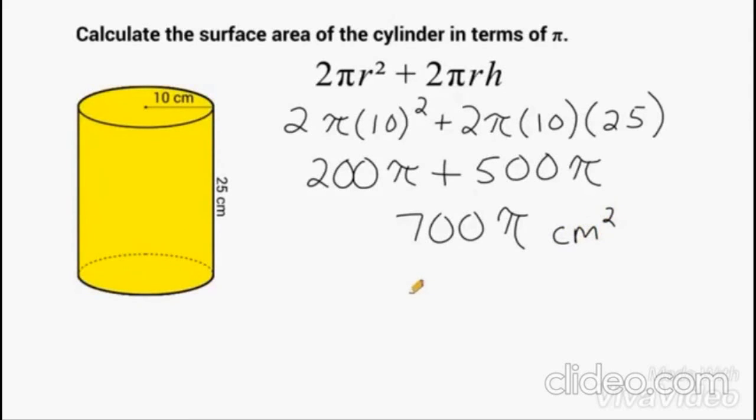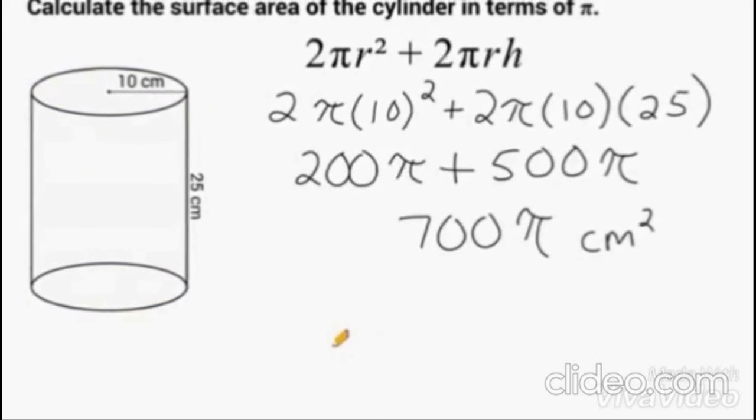Let's say you had to use 3.14 for pi. Well, then you would just take 700 and multiply that by 3.14. That's the rest of it. We figured out the surface area of the cylinder in terms of pi.